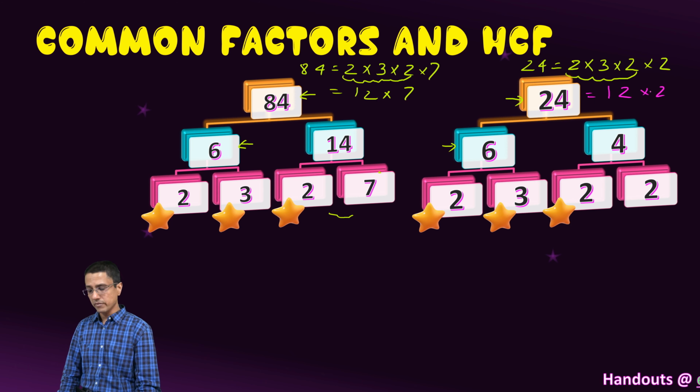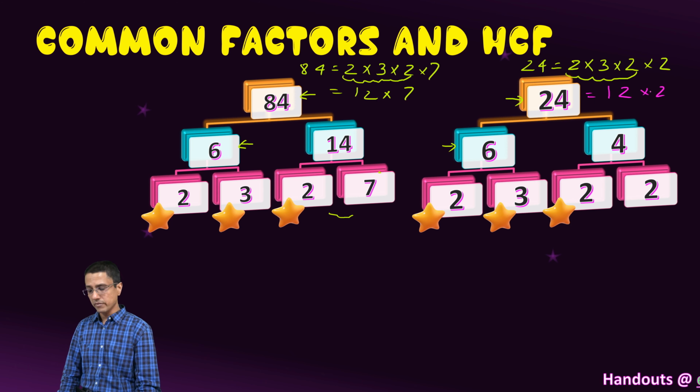I have taken them apart and then I have multiplied them together. This number 12 is very important because it appears as a factor of both 84 as well as 24. Not only that, it is the highest common factor, which means that I cannot come up with a factor bigger than 12 which would divide both numbers 84 and 24.